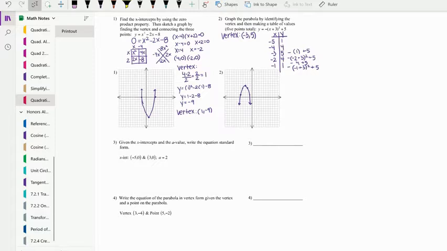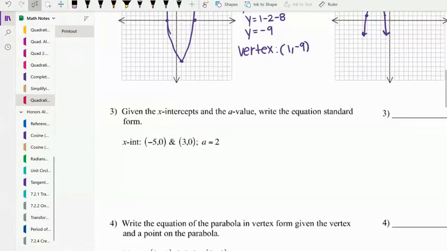Given the x-intercepts and the a value, write the equation in standard form. Okay, so right now we're given the x-intercepts, so it makes sense to put it in factored form. So we have our a value. Because the x-intercept is negative 5, we know the factor would have been x plus 5. Because the x-intercept is 3, the factor would be x minus 3. Now, in order to go from the x-intercepts to standard form, we have to put it in factored form first. Then what we're going to do is just multiply this out.